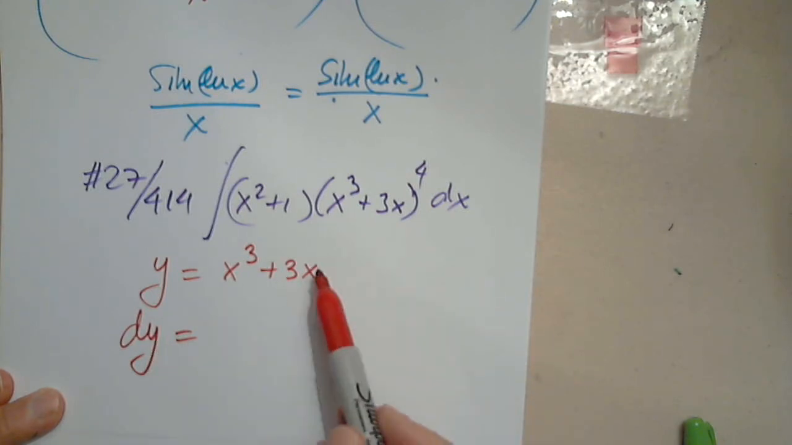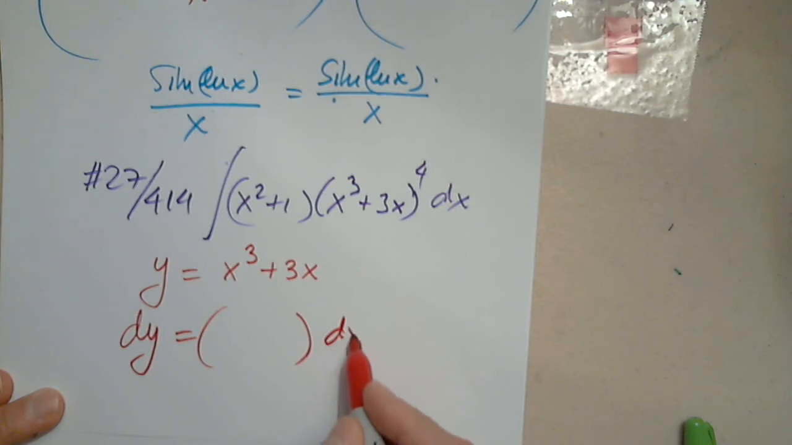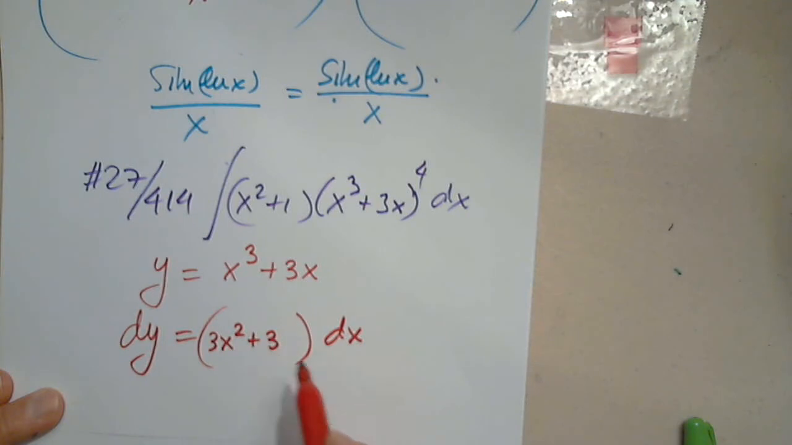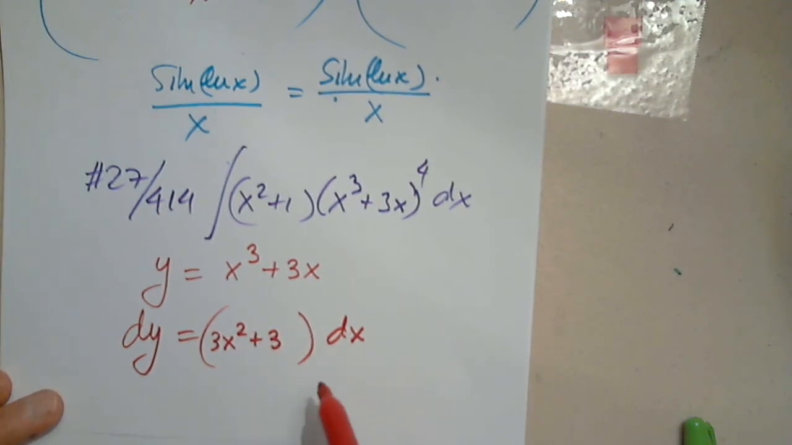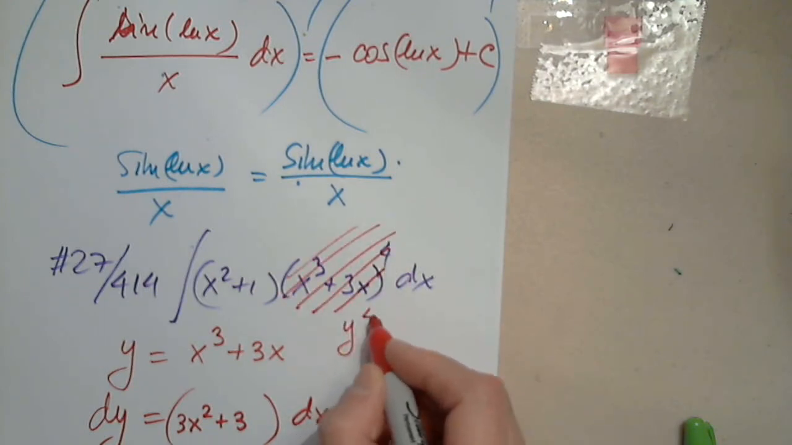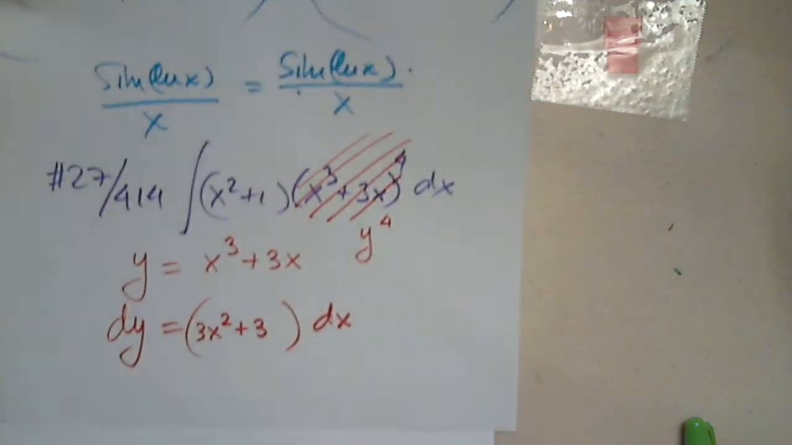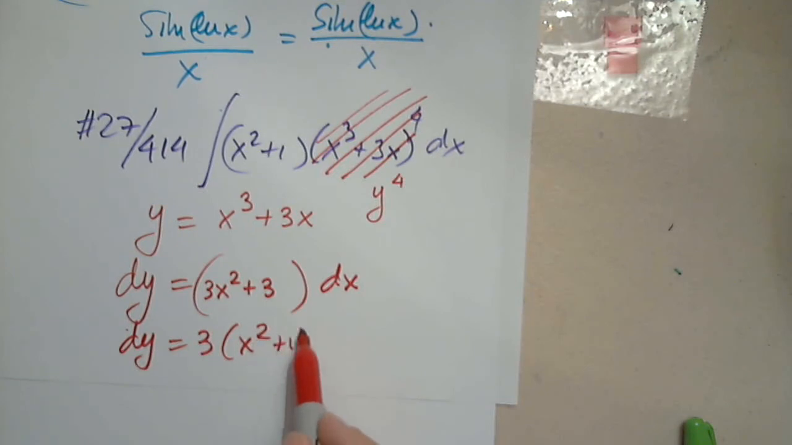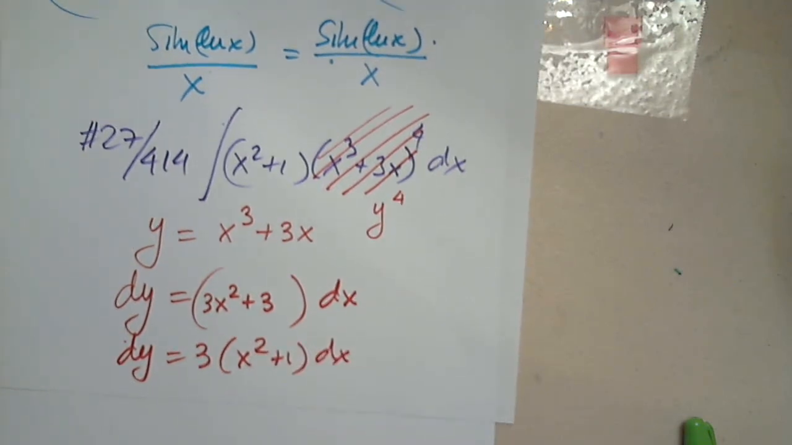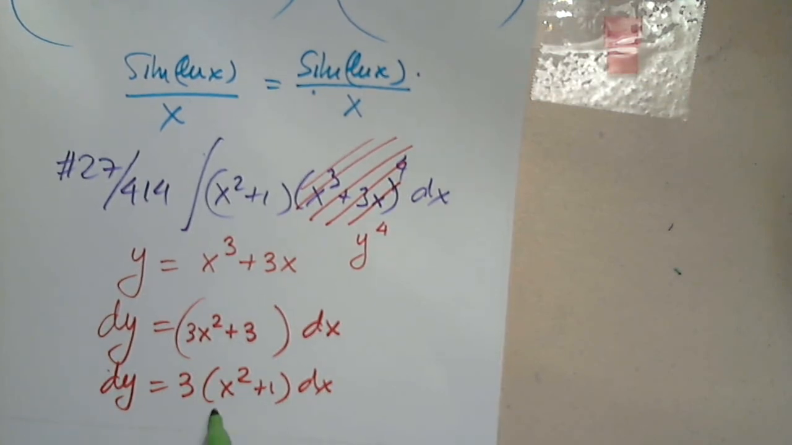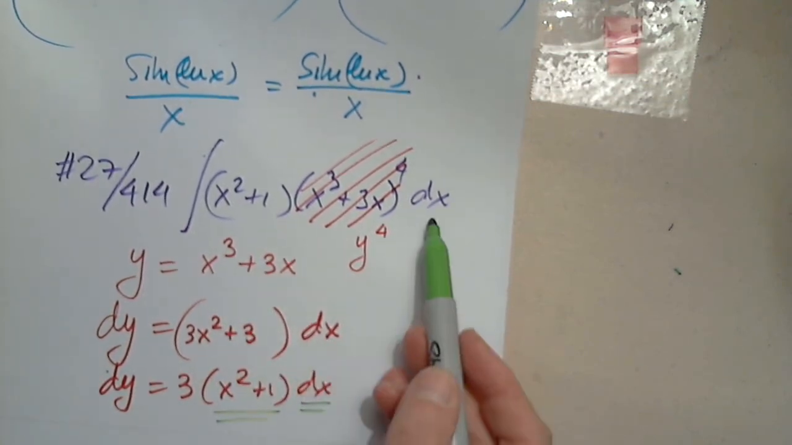So dy is the derivative times dx. The derivative of this function is 3x squared plus 3. Do I have this in the problem? Because eventually all this piece will be replaced by y to the fourth. And what is left? Well, I noticed something here, that I could factor out a 3. If I factor out a 3, then I have x squared plus 1. This is in the problem. I have dx. It's in the problem.